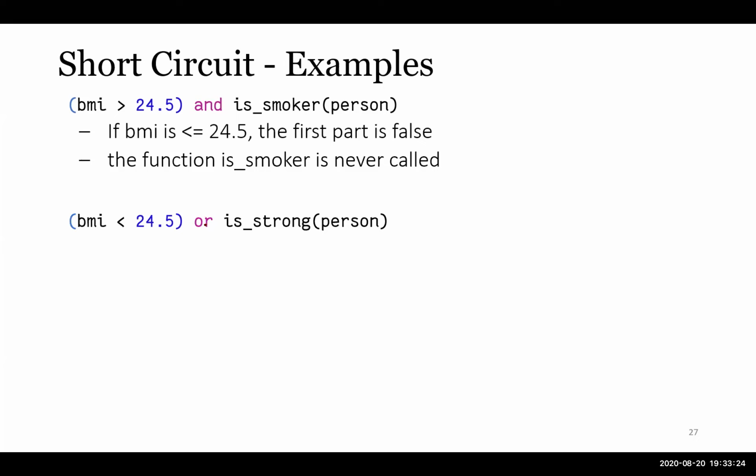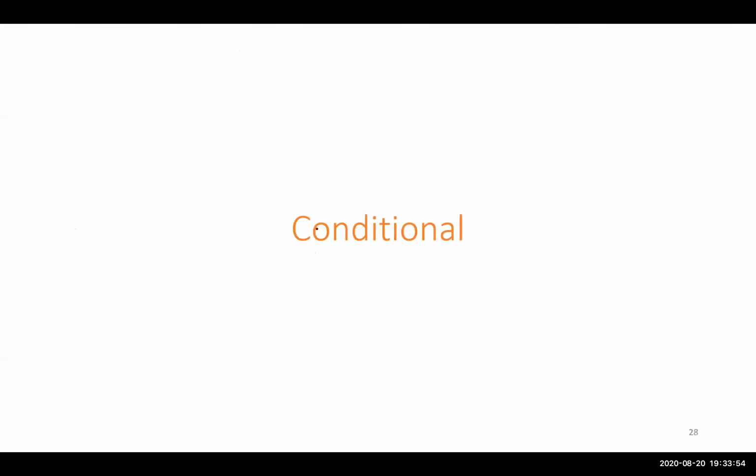How about this one? OR. So you're checking whether the person is underweight or is a strong person, right? So if the person is already underweight, sorry, it's not overweight, then this is true. So if this is true, then this one will never be evaluated. Basically, if this is false, this will not be evaluated. If this is true, isStrong will never be run. So this is the explanation.